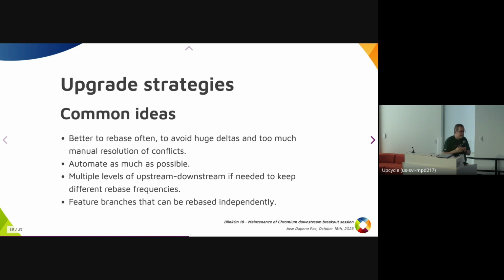Another strategy that was commented on there was basically having all the features that compose the downstream in different branches, and then composing those different branches in the final upgrade, the final rebase. This is great because you can have different teams working on different features who know exactly how these features usually conflict, and who keep up with the news on upstream, the new refactors that could affect them, and they don't need to know so much about all the changes.